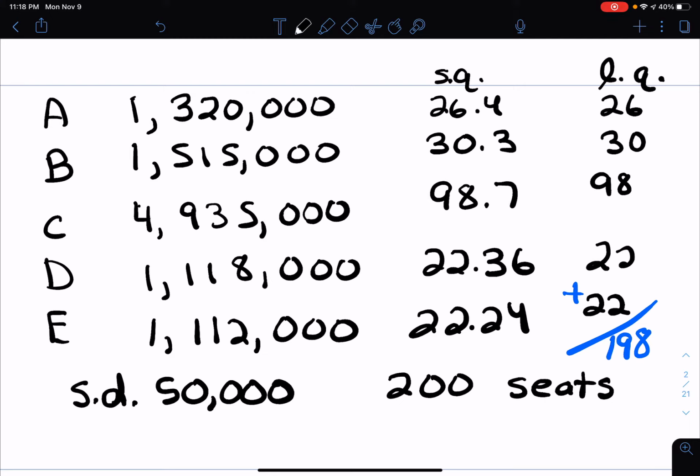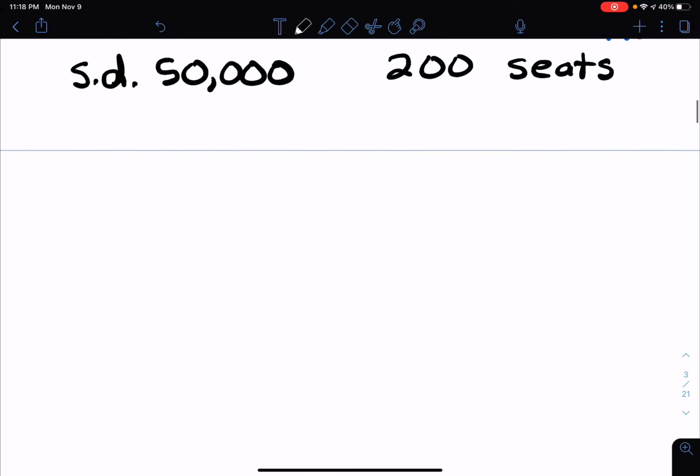I'm looking at this and I'm coming up short, with 198 when I need 200. So in division, if I need my answer to be higher, I make my divisor lower. You might be going, what? What are you talking about?